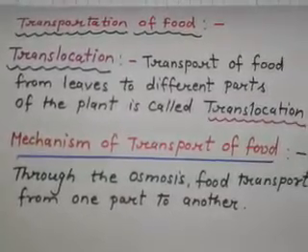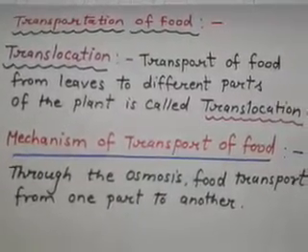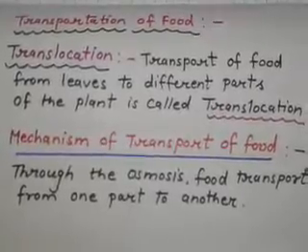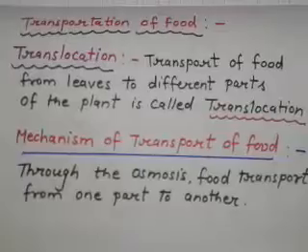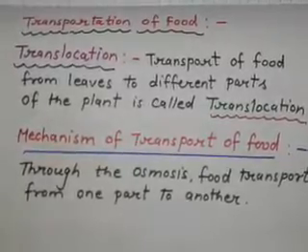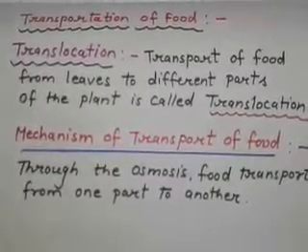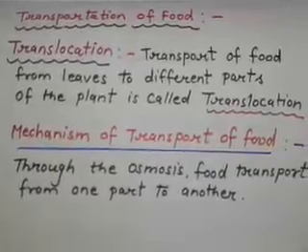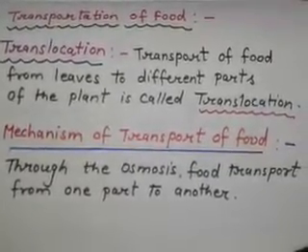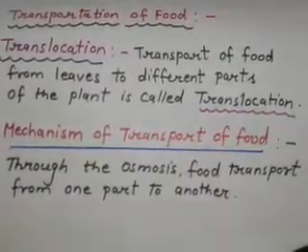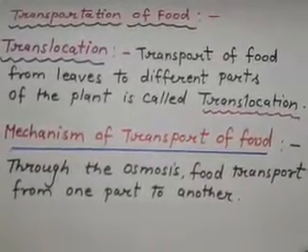Students, we know that formation of the food in plants, or we can say photosynthesis, takes place in chloroplast. Now, mechanism of transport of food. It takes place through osmosis. Food is transported from one part to another.